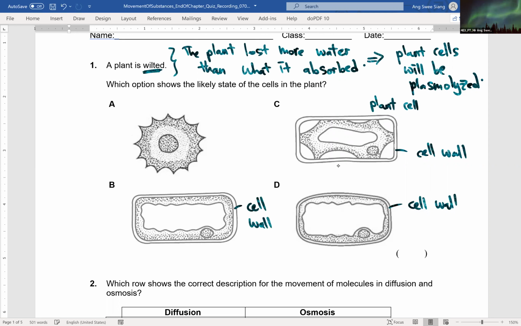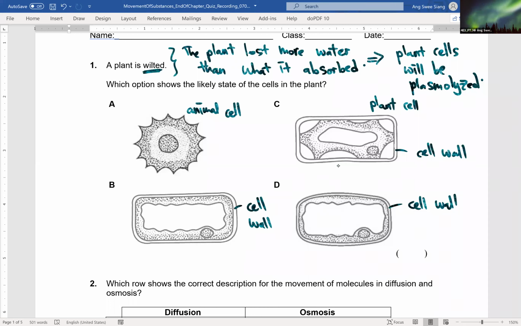Then A is an animal cell because there is no cell wall. The cell wall is absent. So using the cell wall to identify whether it's an animal or plant cell will be the first step that you can do. By seeing whether the cell wall is present or not, you can tell.